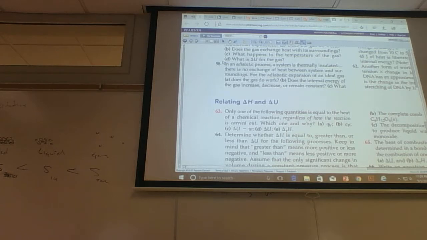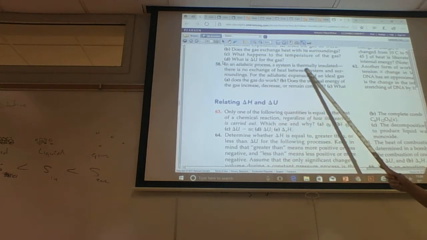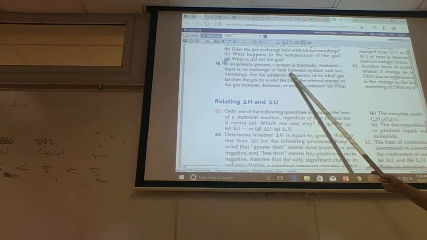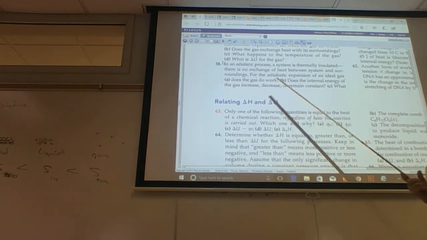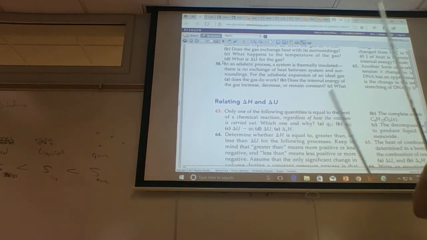All right, so you'd review something like this. This is Chapter 7. In an adiabatic process, the system is thermally insulated. There is no exchange of heat between the system and the surroundings. So adiabatic means heat is not exchanged. It's a closed system, but it's an insulated closed system.